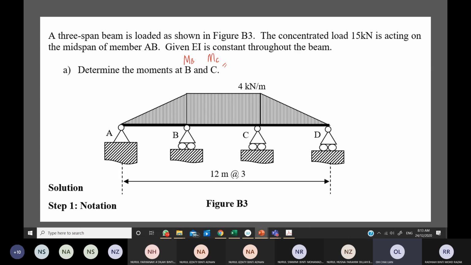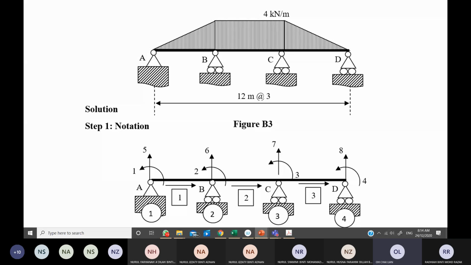First of all, we need to give where is the node, where is the element, near and far end, and the DOF numbering. Our target is to prepare this global stiffness equation. I hope you still remember this. We are going to establish this stiffness equation at the end so that we can solve for the answer. So let's start with the notation.